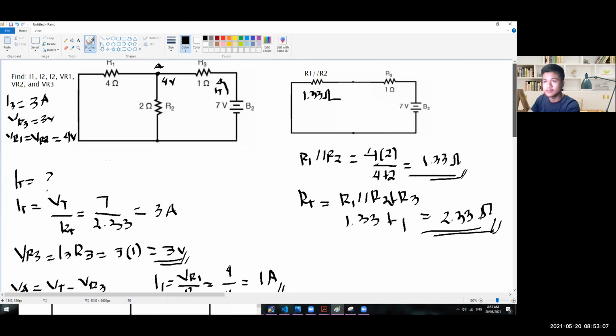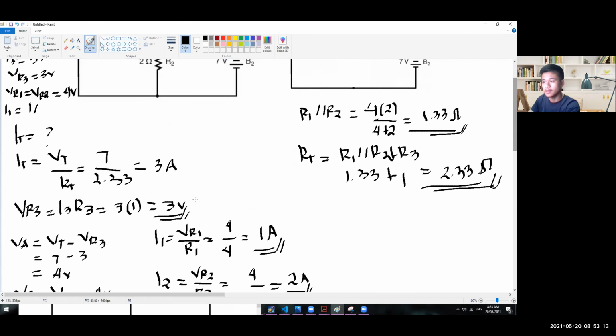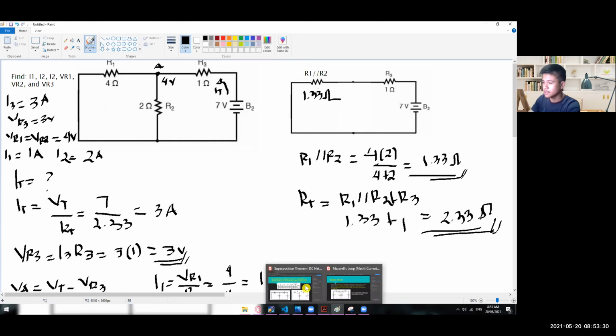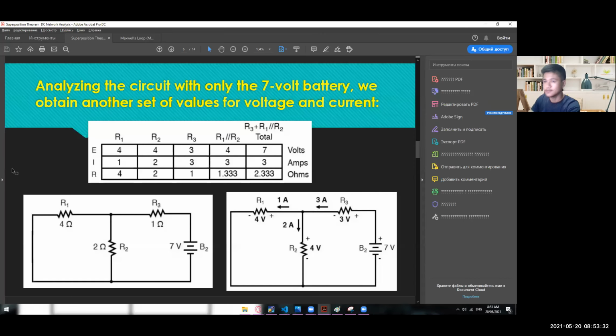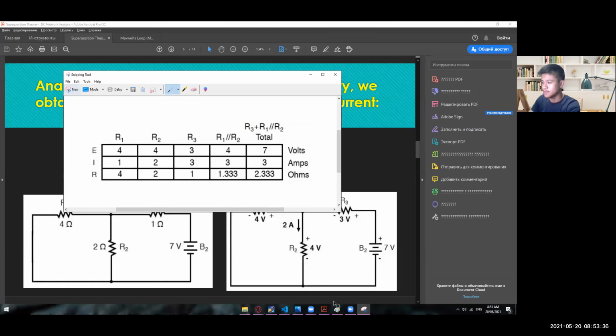Okay, so there you go. We now have the value of I1, which is 1 amp, and I2 is equal to 2 amps. All right, so there you go. We now have answered all of the individual currents and the individual voltage drops. And then let's see if we have the same results by comparing that one to this table.